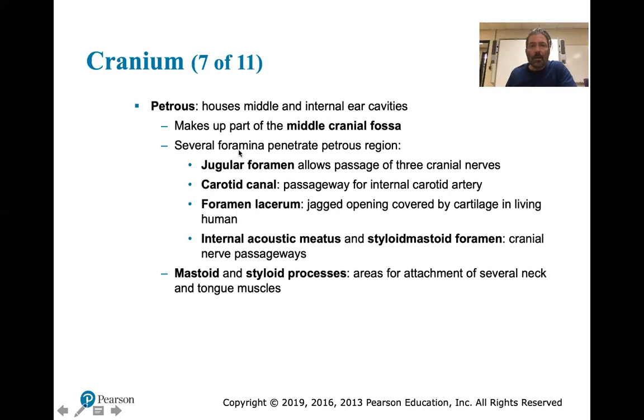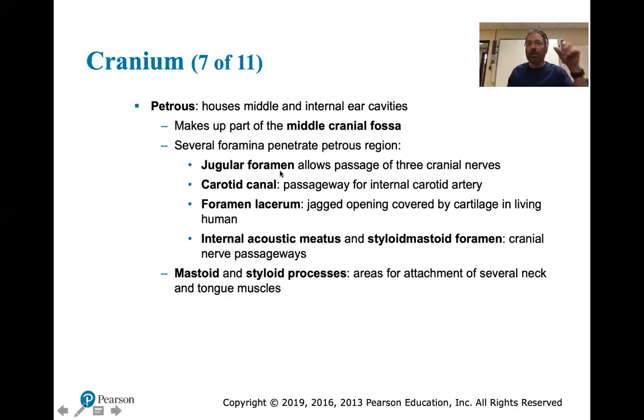Several foramina, remember, those are the holes, penetrate the petrous portion. So there'll be holes in there. And you can probably see some of them if you try to maybe transilluminate them. Thank God I went to the EMT department. Thank God they had this pen light on me. So you can probably see some of these holes in here.